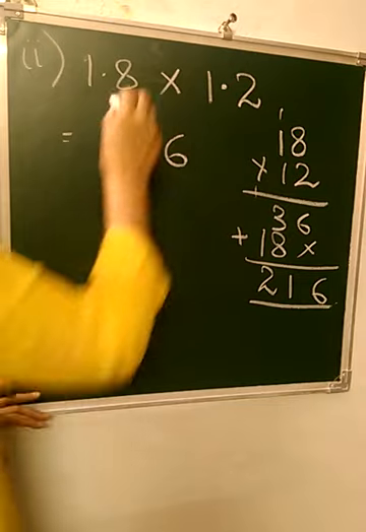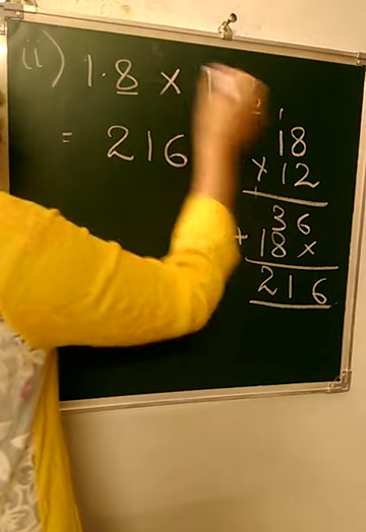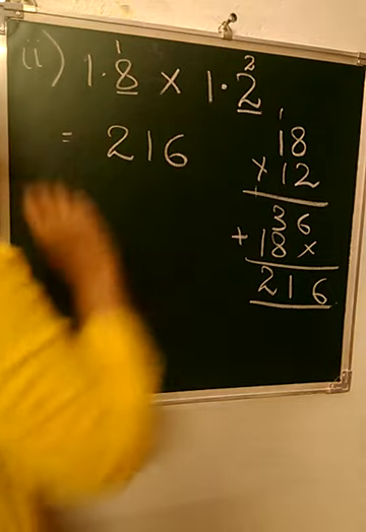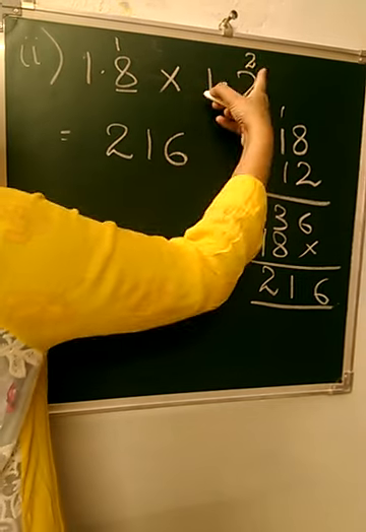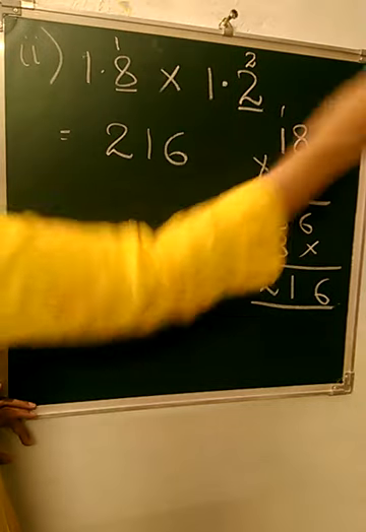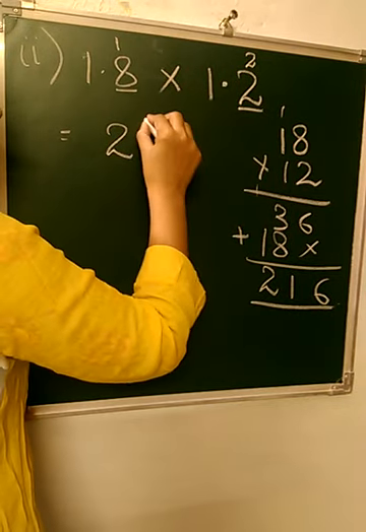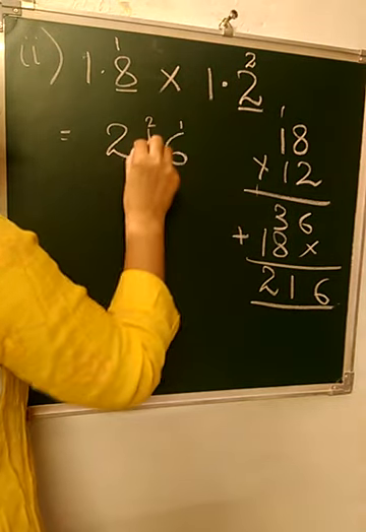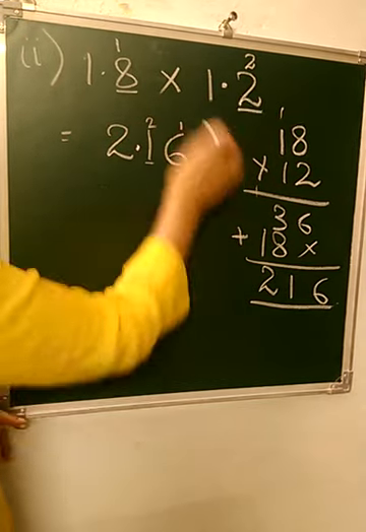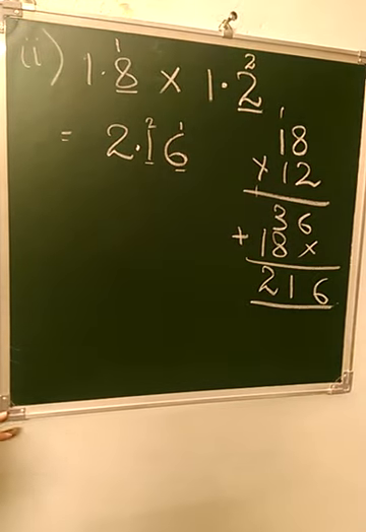Now what is the next step? Count the number of decimal places. So 1, 2, you can write with pencil, 1, 2. How many decimal places? 1, 2. We'll go from the right side and we'll count 1, 2. Decimal will come here. Okay, so these two are your decimal places. That means 2.16 is your answer.